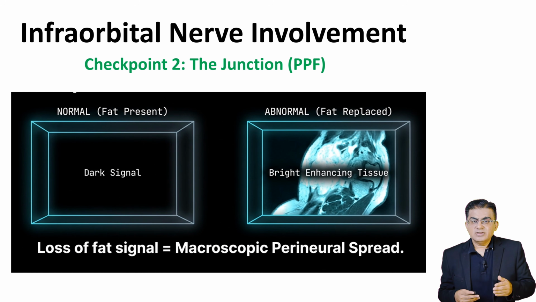Now look at the abnormal scan on the right. That normal dark signal is completely gone. It is entirely replaced by a bright enhancing tumor tissue. So remember this rule. If you look at the PPF and see that loss of normal fat signal, you are looking at macroscopic perineural spread right in front of your eyes.